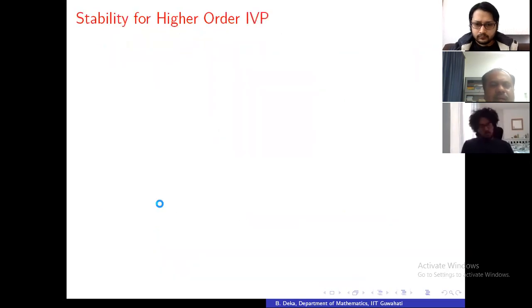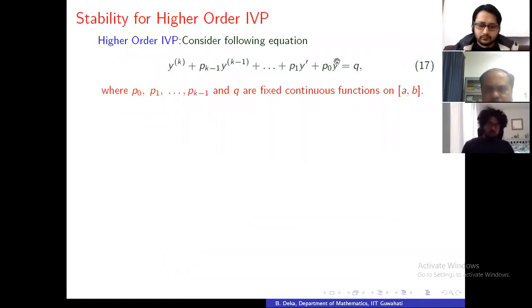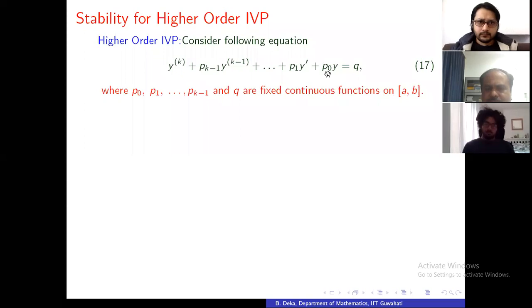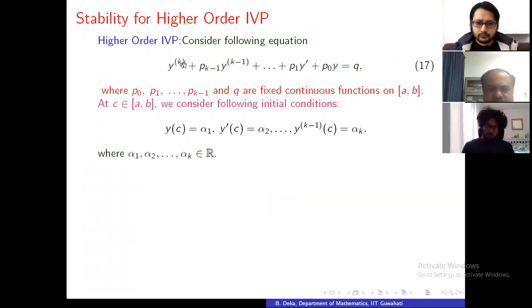Okay, now let us move to a higher order problem. Here I have considered a very simple initial value problem. I'll consider a kth order differential equation, given by equation 17, where all those coefficient functions p_{k-1}, ..., p_1, p_0, and the source function q are continuous fixed functions defined on [a, b], along with a set of initial conditions. Since it is a kth order equation, it will have a unique solution provided k initial conditions are given. Here at a particular point c, you are giving initial conditions: y(c) = alpha_1, y'(c) = alpha_2, and so on.